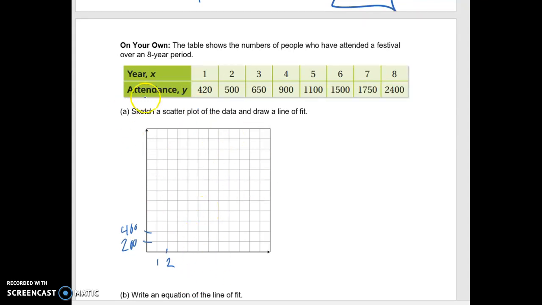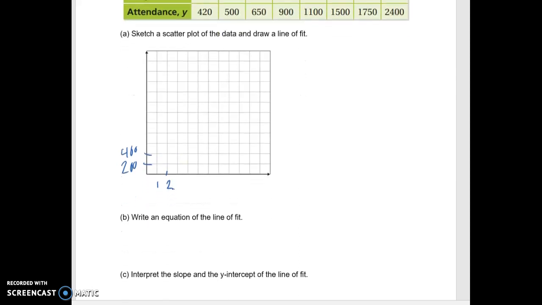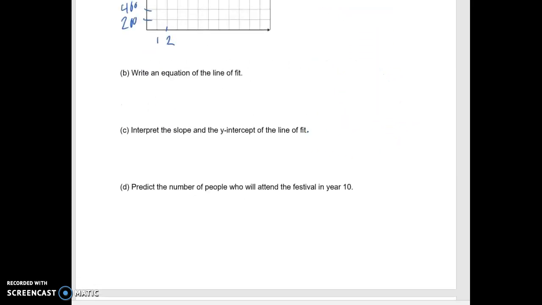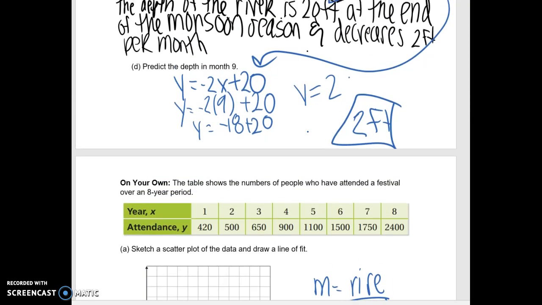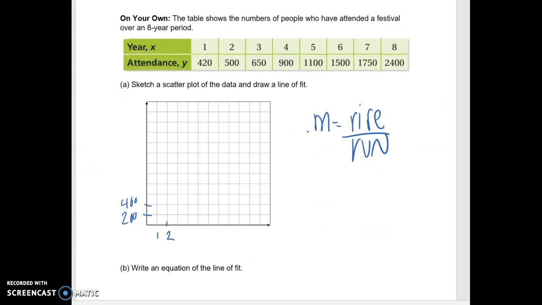I had to use rise over run to figure out my slope because there's not 2 points that went directly through my line of best fit. So this one you will need to use rise over run for your m. This one's a little bit harder, so try your best. But the questions are exactly the same as these ones up here. So if you ever get stuck on one, just look back at the first one.